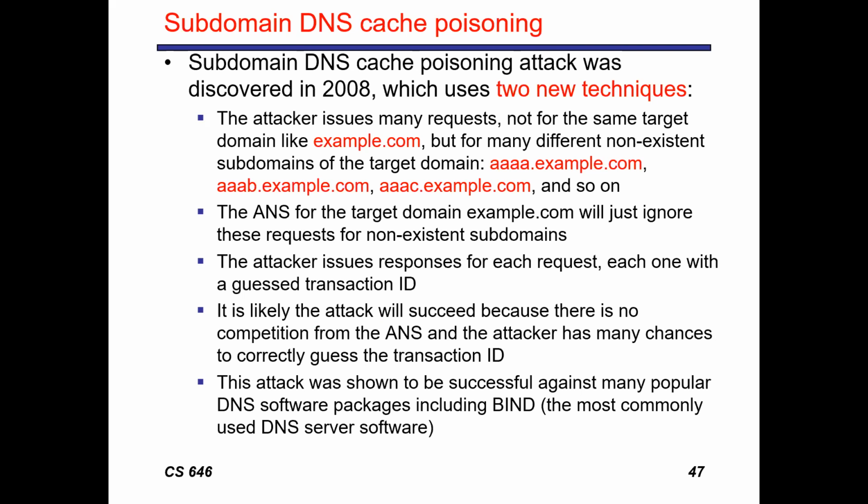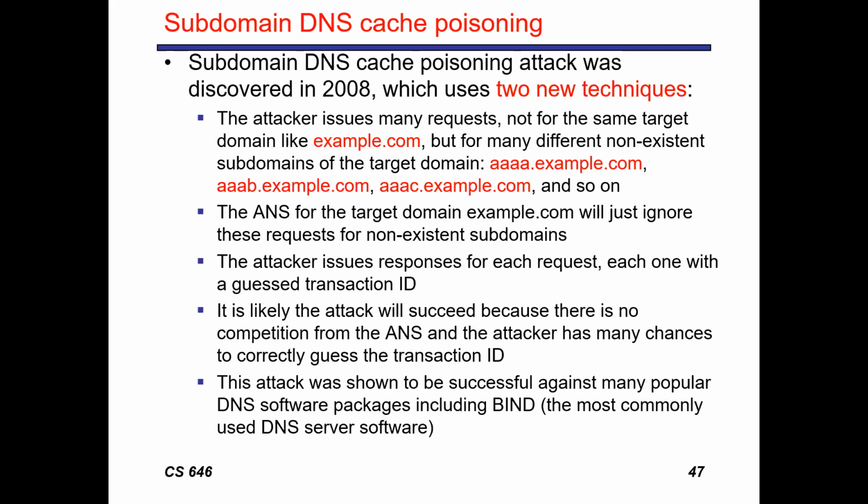When these queries go to the ISP's DNS server, the ISP's DNS server will make a request to the authoritative name server of example.com: tell me the IP address of aaa.example.com, tell me the IP address of aab.example.com, tell me the IP address of aac.example.com. What will happen? The authoritative name server does not have the IP addresses of these subdomains because they don't even exist, so it will simply ignore them and will not respond.